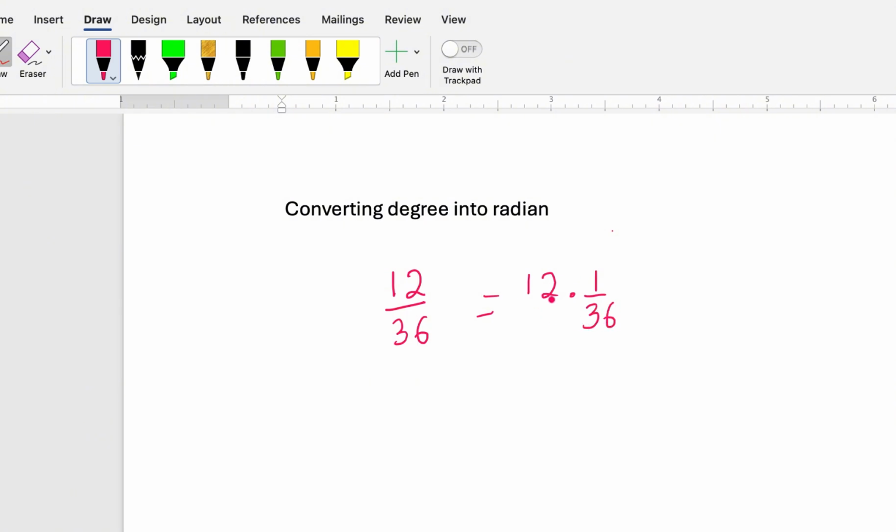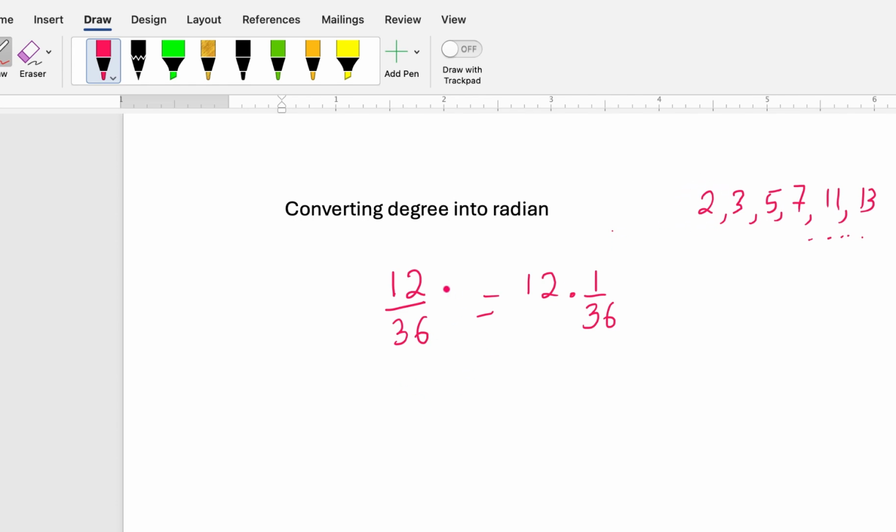So we can either cancel side by side, right? Or we can reduce it as a fraction. What's the number that goes into both 12 and 36? Okay, so if it's a big number, I always start with the prime numbers. 2, 3, 5, 7, 11, 13. Those are your prime numbers.